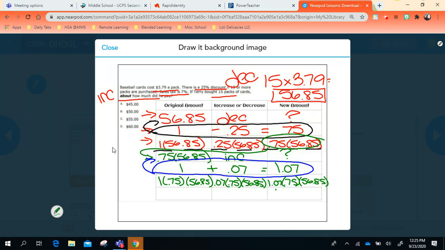45.6. 45 point, it's money. 0.60. So this is our answer, $45.60. Remember it says about how much. So which one of our answer choices is the closest to ours? A, $45. Make sure you submit, and then we're going to go ahead and move on.